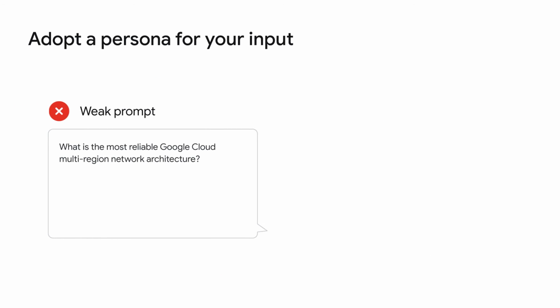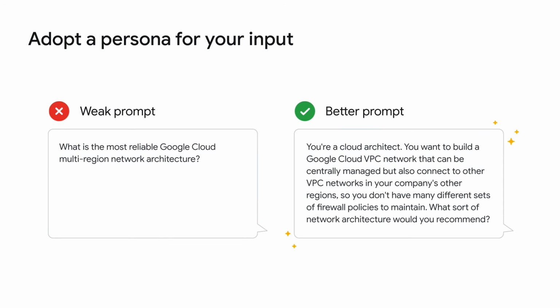Another best practice is to adopt a persona for your input. Adding a persona for the model can provide meaningful context to help it focus on related questions, which can help improve accuracy. This prompt would help Sasha, the cloud architect, get started with prototyping a network architecture for Symbol Bank.